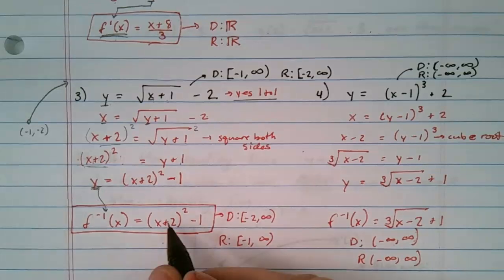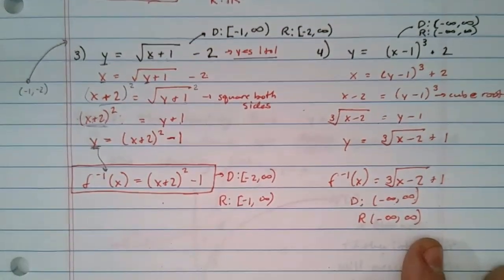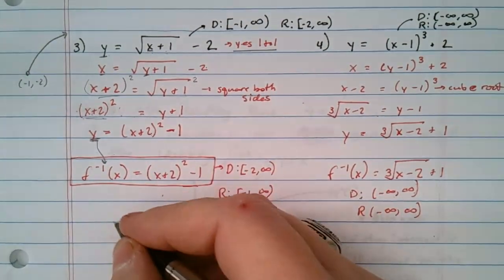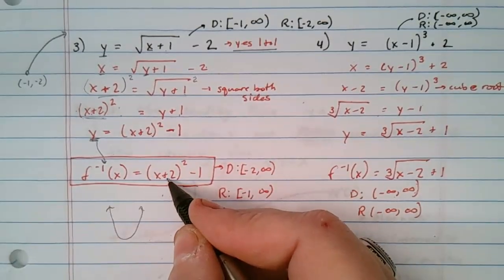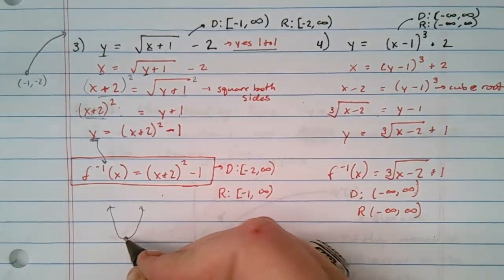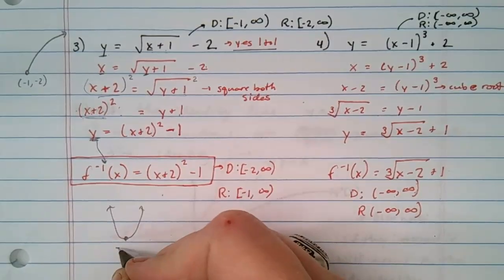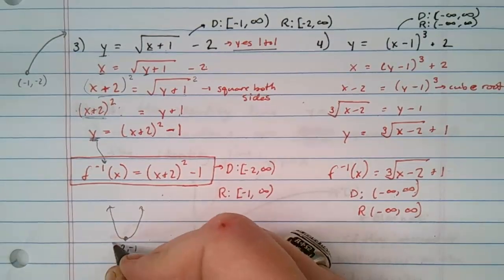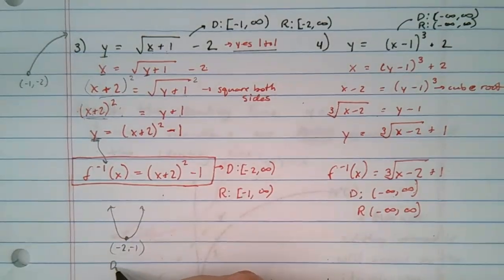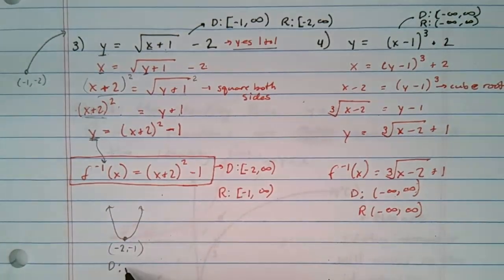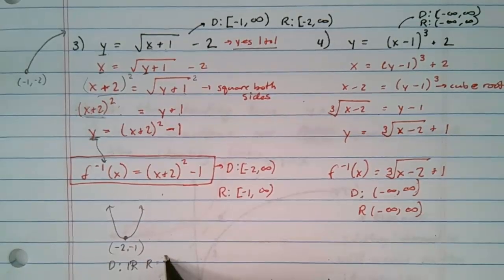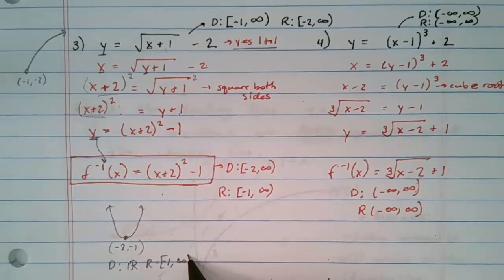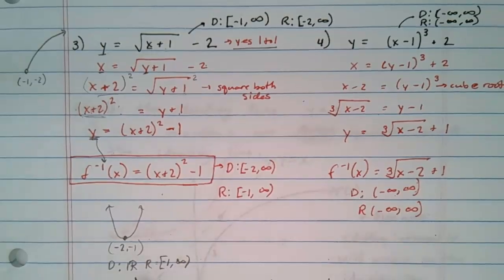Now, this is a parabola. I'm going to scoop my graph up here, just my paper up just a little bit. What do I know? This has been moved left 2 and down 1. So this is at minus 2, minus 1. And the domain for that graph is all real numbers, and the range is -1 to infinity. That's what it is from the graph.